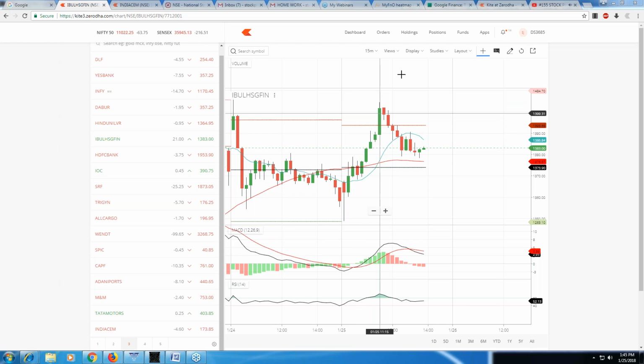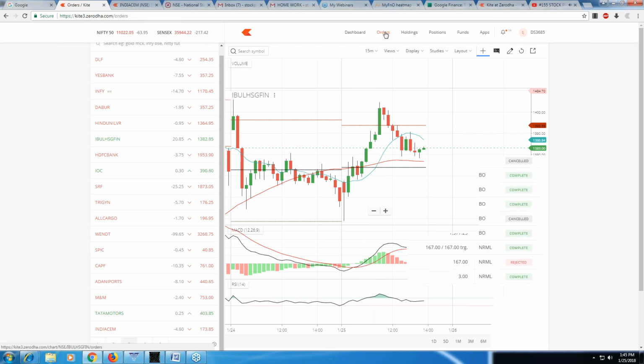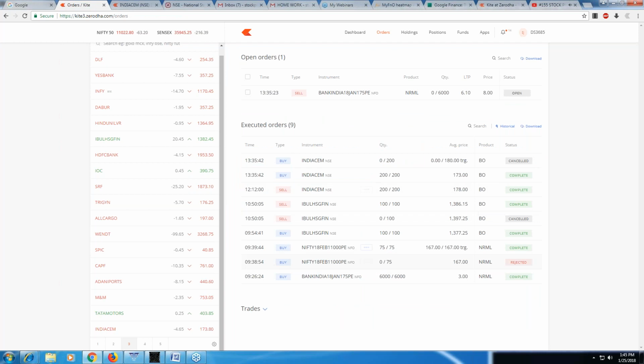It went and touched good points, but I exited my order well in advance. So I bought India Bulls Housing at 1377, right? And I sold it at 1386. So a good nine, ten points, because I was a little scared. I was thinking that Nifty may go down. Then we sold India Cement at 178 and bought it back at 173. Then of course the Nifty put I'm still holding, and I'm also still holding the put of Bank India.